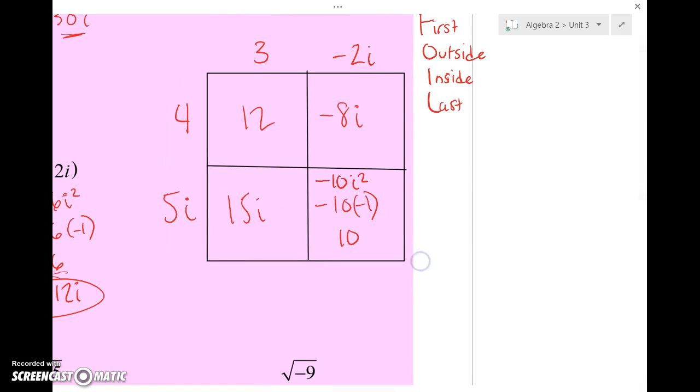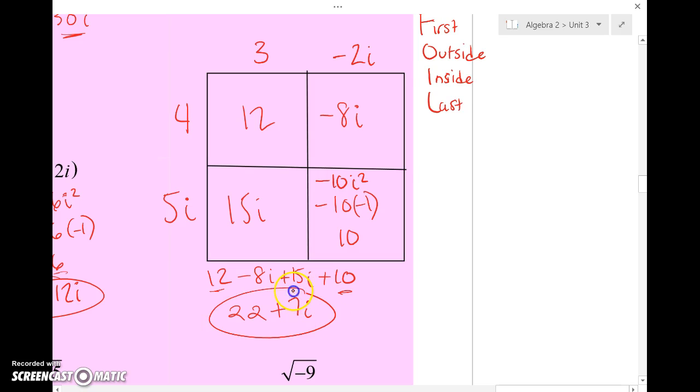So now all you do is just add all those terms together. So now 12 minus 8i plus 15i plus 10. So now just combine the real parts. So 10 plus 12 is 22. And then negative 8 plus 15 is positive 7, or 7i. And there's your answer. Okay?